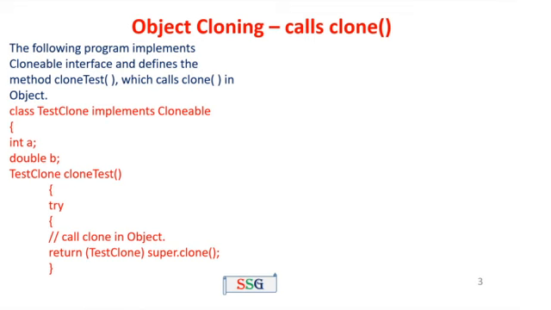Next, that class contains one method. The method name is cloneTest. The method returns an object as its return data type. That's why we put the class name as the return data type, that is TestClone cloneTest. This method returns the object of the class TestClone.